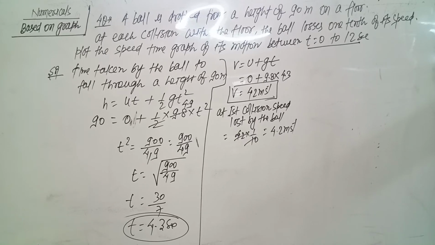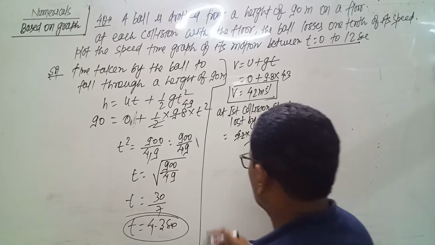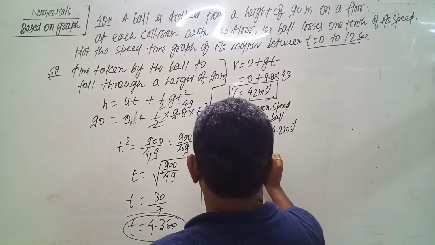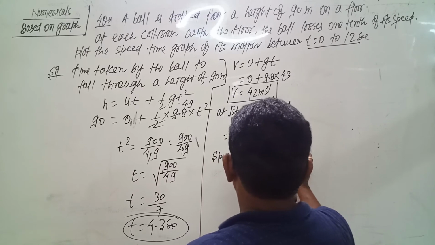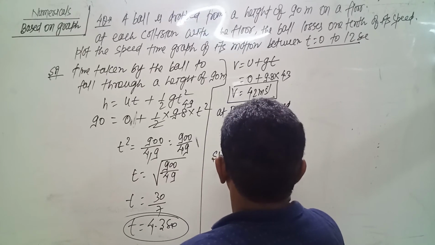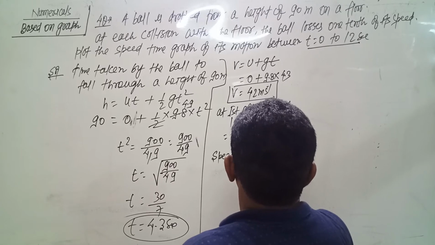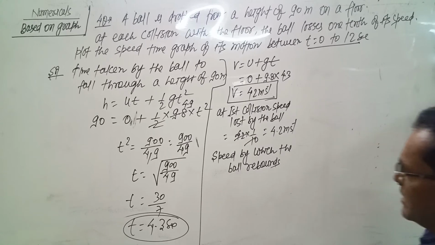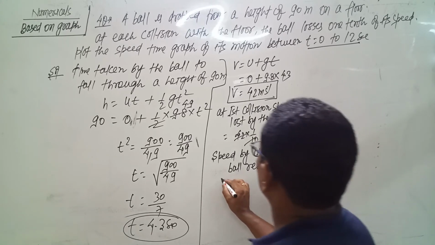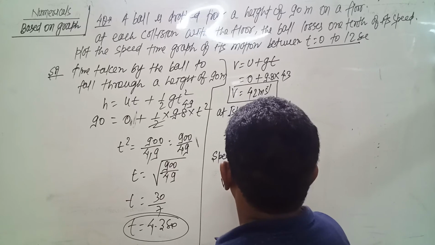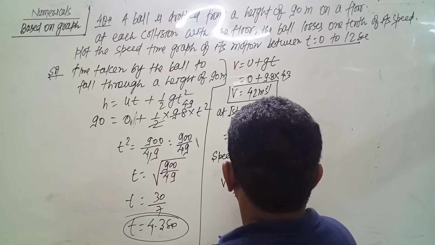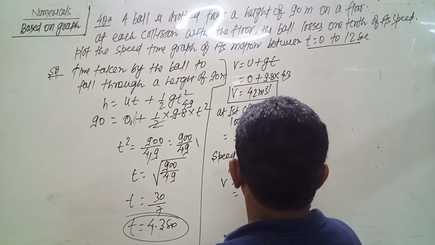Now the speed by which the ball rebounds. When it strikes the ground, then it rebounds. So v equals to 42 minus 4.2, and it comes to be 37.8 meters per second.